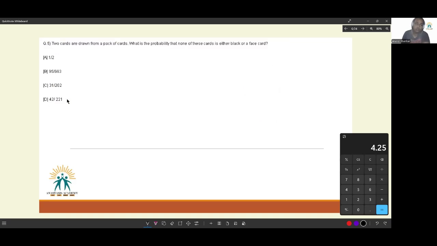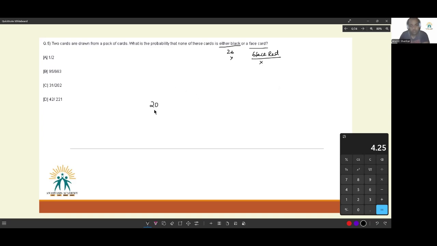Next question. 2 cards are drawn from a pack of cards. What is the probability that none of these cards is either black or a face card? There are 26 black cards. They are no longer available. Within red cards, there are 6 face cards. These 6 face red cards are no longer available. So 32 cards are gone.